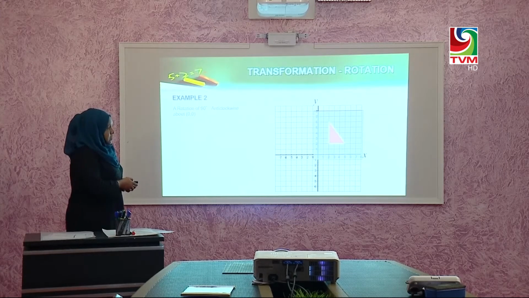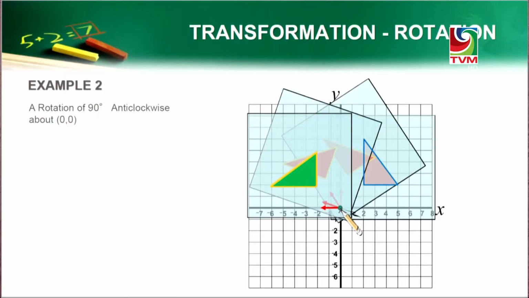Okay, I am going to place the tracing paper over the shape, then trace the outline, then I mark the center, the arrowhead, and now I am going to rotate the tracing paper 90 degrees anti-clockwise. That's where the image goes when you rotate the triangle 90 degrees anti-clockwise about 0,0.